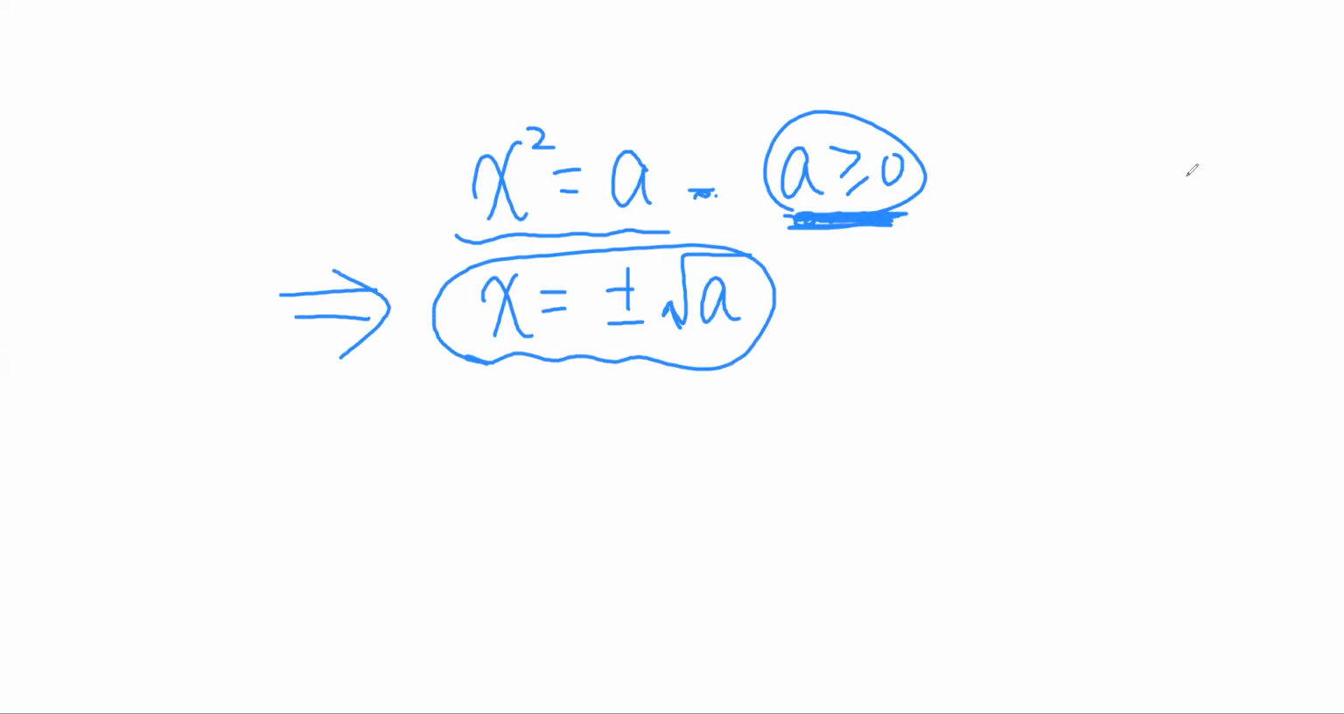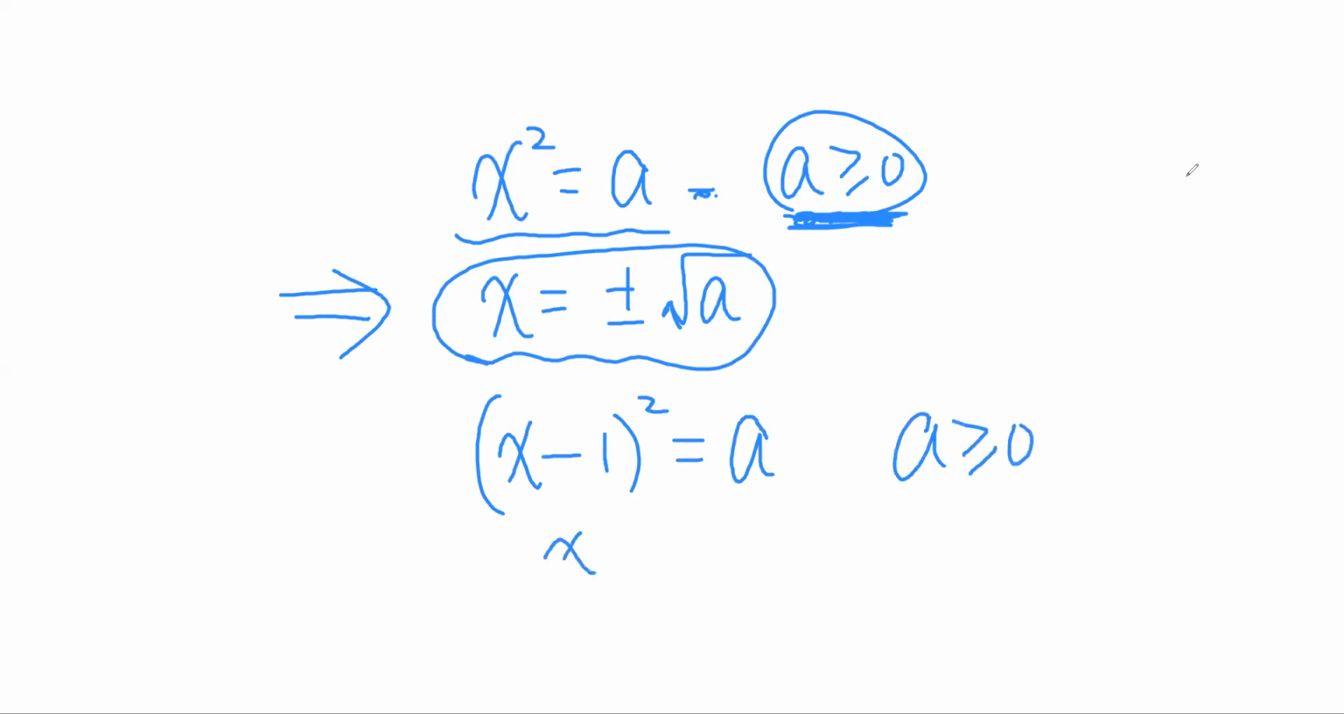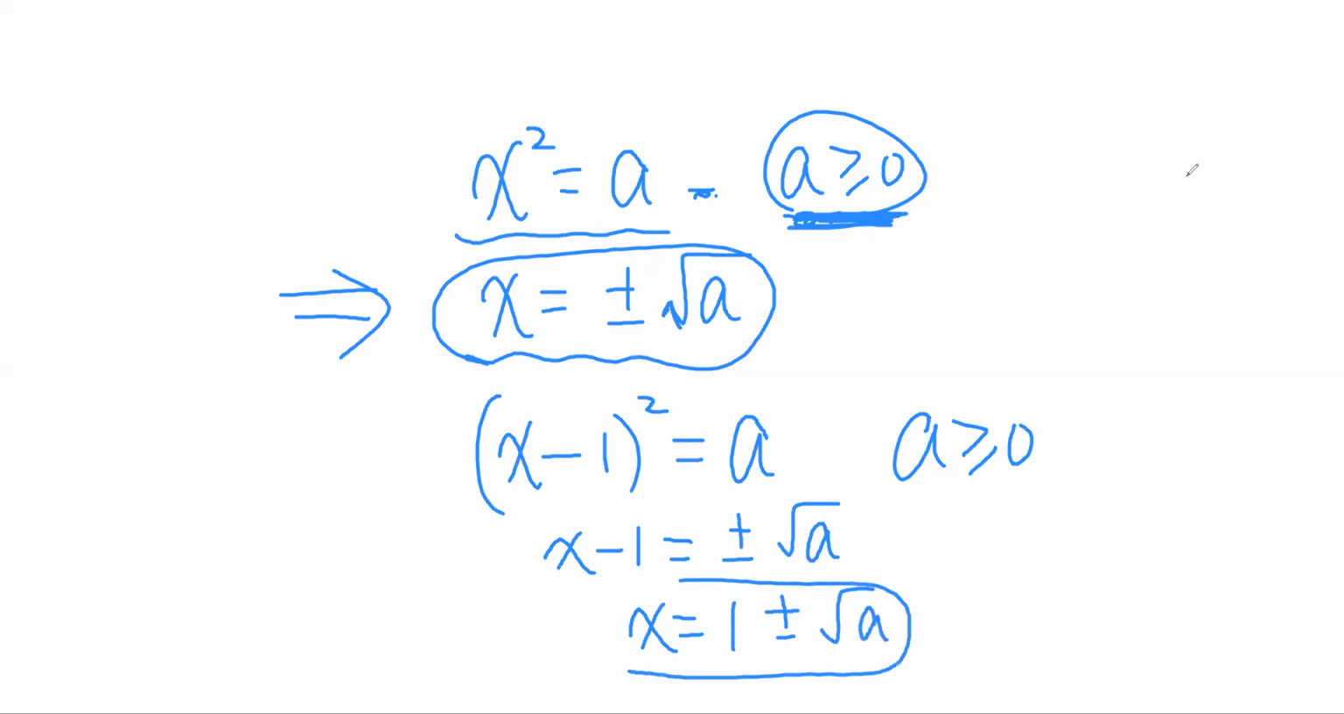Now we can use this method for some of the higher degrees. Something like x minus 1 squared equals a. What could it be? So we can say x minus 1 can be plus or minus square root of a. So x can be 1 plus or minus square root of a, right? So this is the answer. When we do the factoring, it's not easy to factor like this.